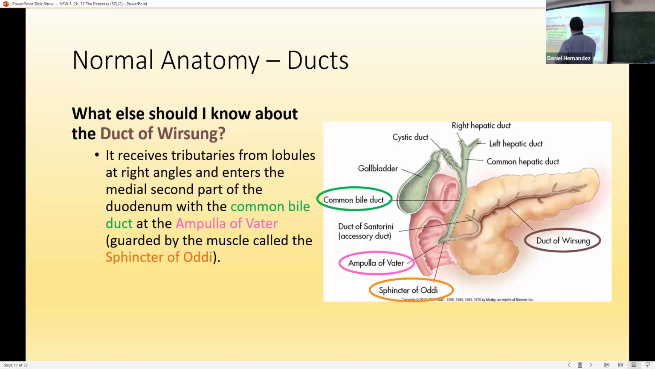So that's all being controlled and regulated by this muscle, the sphincter muscle that will contract or constrict or dilate, depending on the needs of the body. So again, just those two terms, try to memorize. Ampulla of Vater is where the ducta Wirsung or the main pancreatic duct joins the common bile duct, the CBD. They're joined at the ampulla of Vater, where it drains into the duodenum.